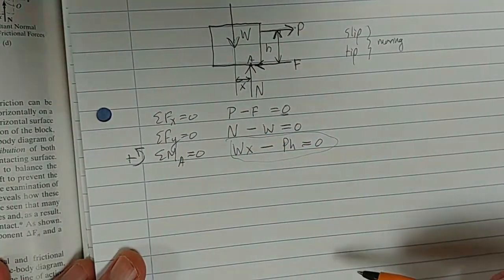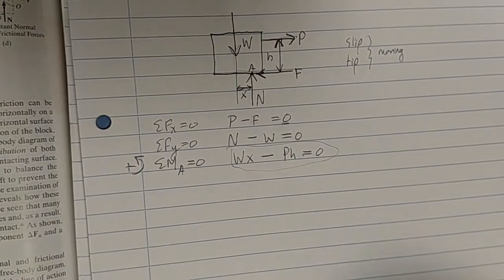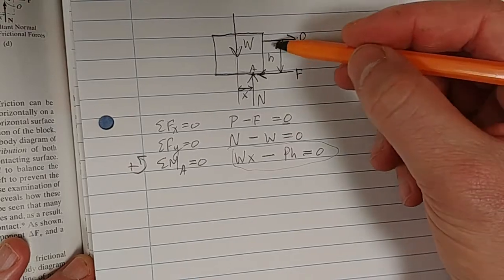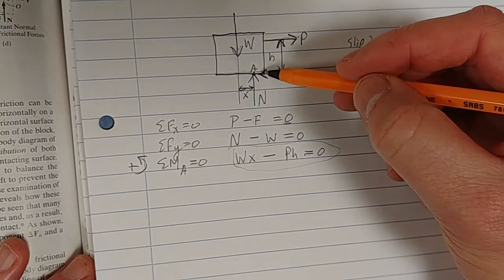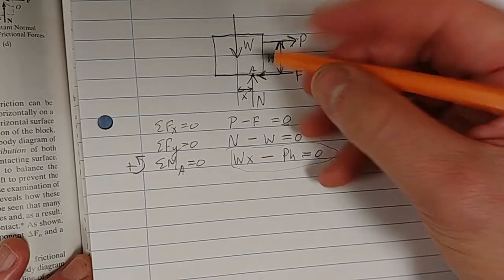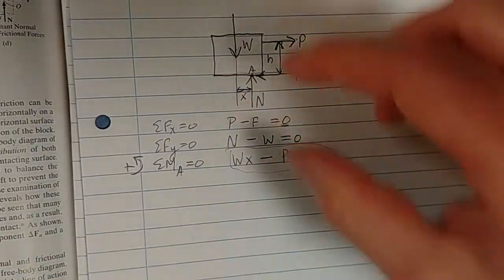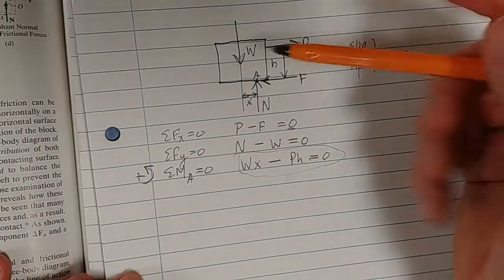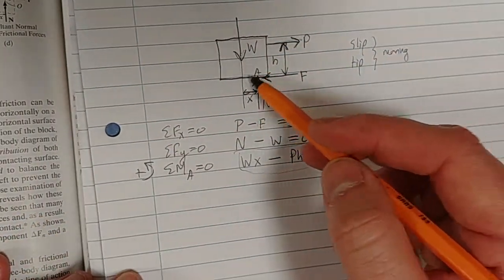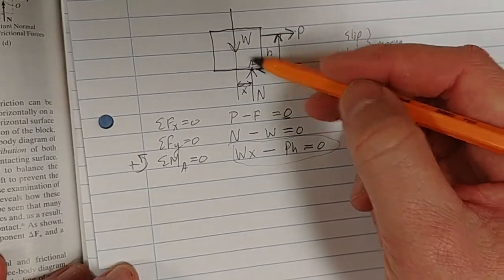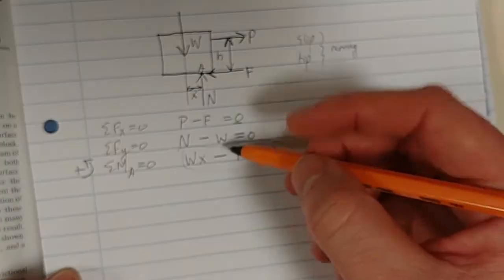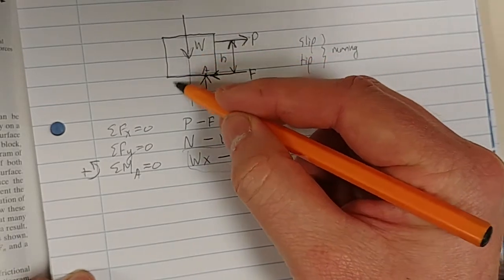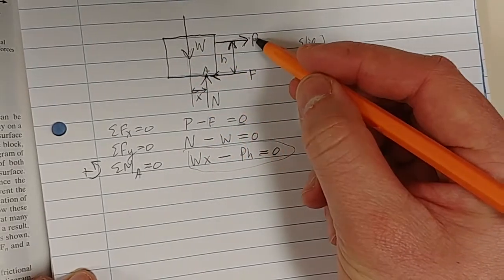This equation here is essentially telling us that as we apply P, this P wants to rotate this box, this object, this structure about that point. It wants to rotate it like that. But then what's actually happening is, and I know it's maybe not so clear there, this normal force is also reacting against that P.